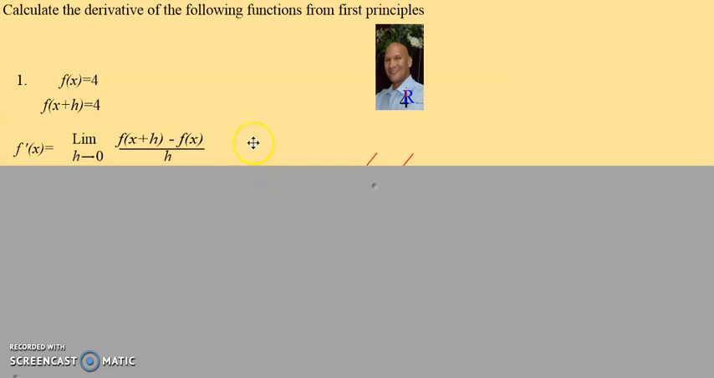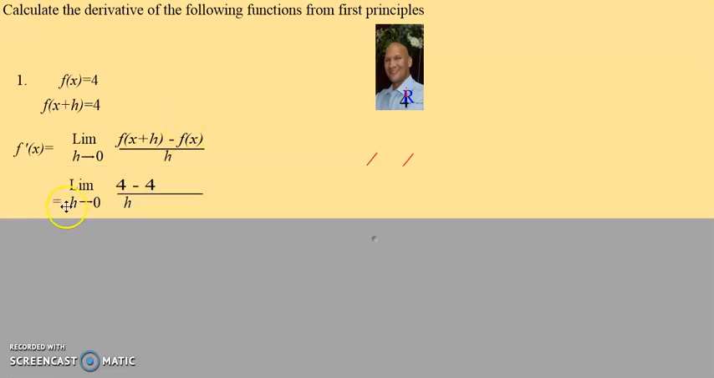So when we work with the function of the derivative, we write it as follows. F prime x is equal to the limit of f of x plus h minus f of x over h as h tends to 0. Now we substitute in the place of f of x plus h, we substitute 4, and in the place of f of x, we substitute that 4.